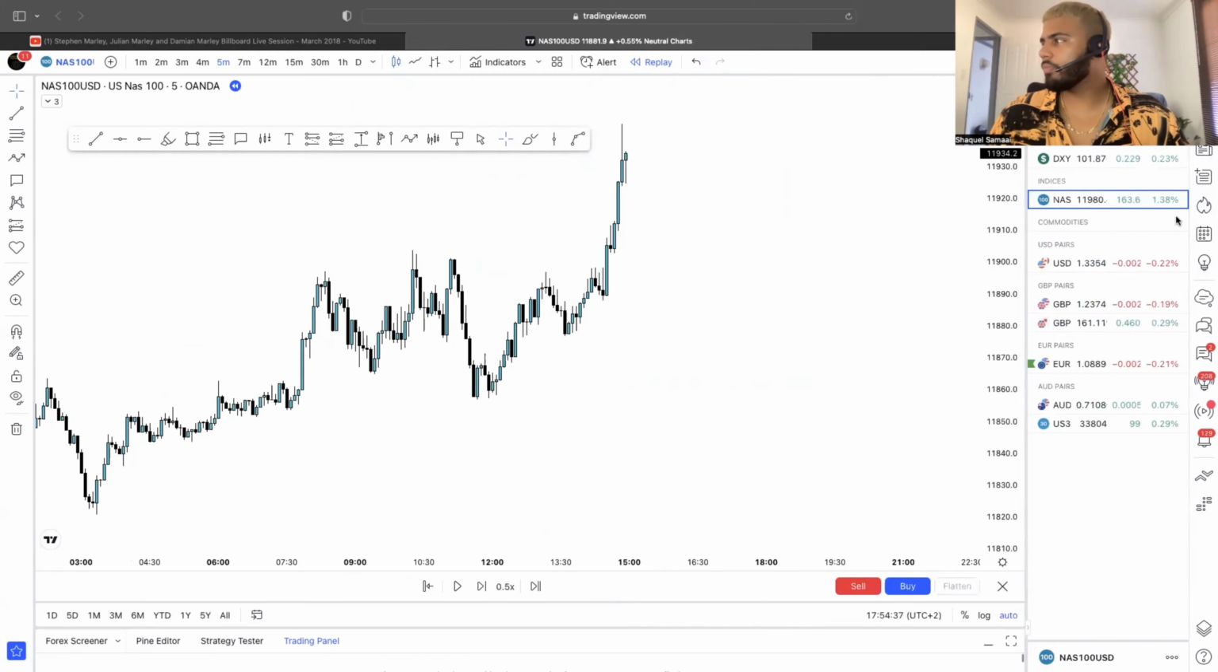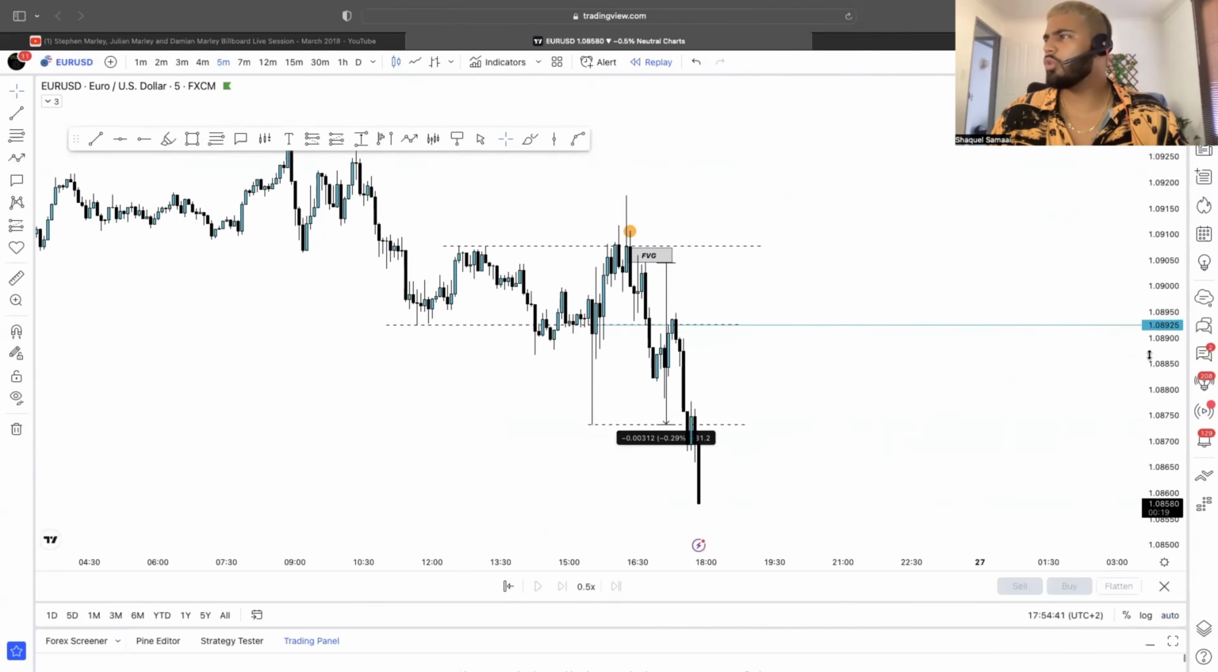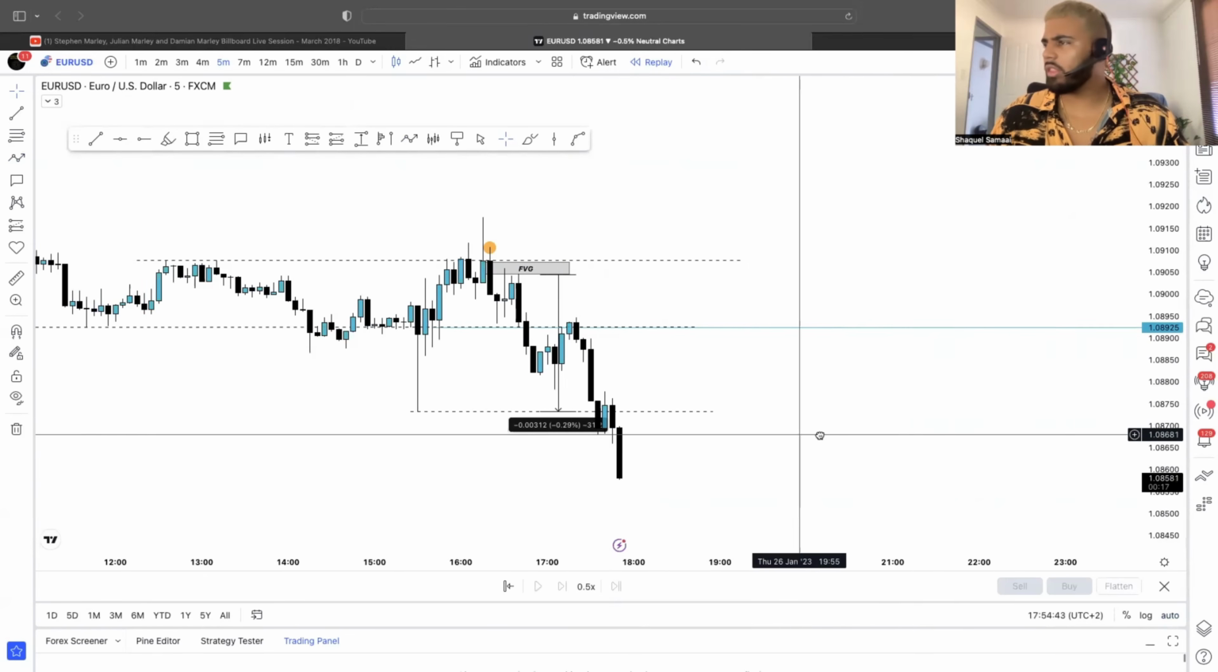For an example, today, I actually took this trade. Beautiful trade. I've given it out in the free group.